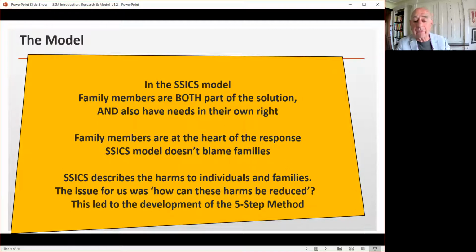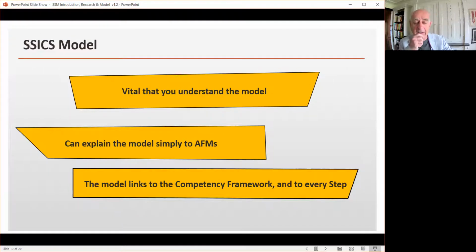And that led directly to the development of the 5-step method. And I don't want to go on too long about the 6 model, the stress, strain, information, coping support model, but it is vital that you understand that model, and it's vital that you can explain the model simply to affected family members, because it lies at the heart of what we're trying to do. And the model links to the competency framework and to every step, okay?